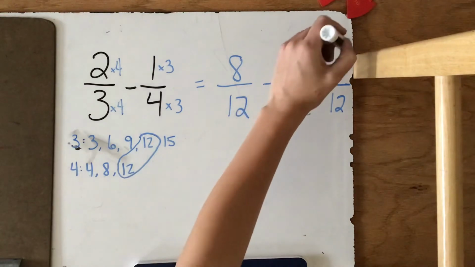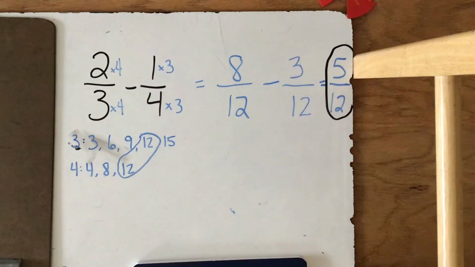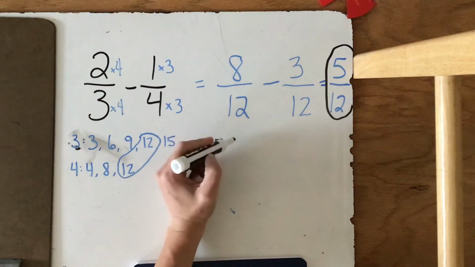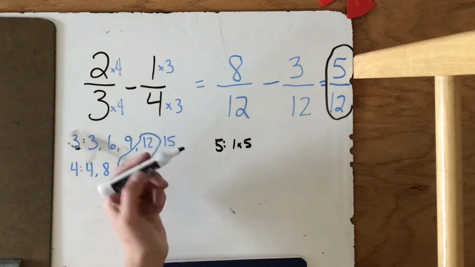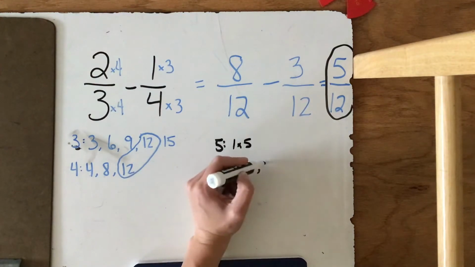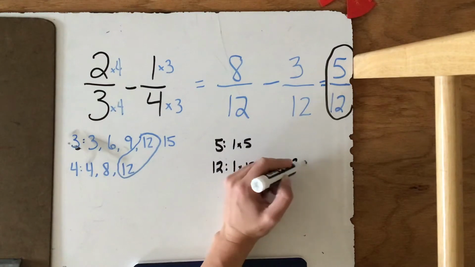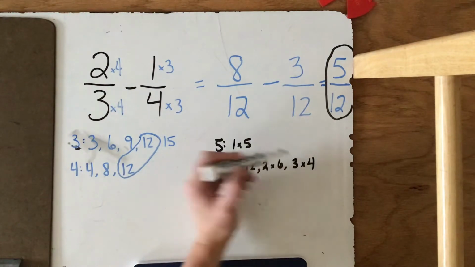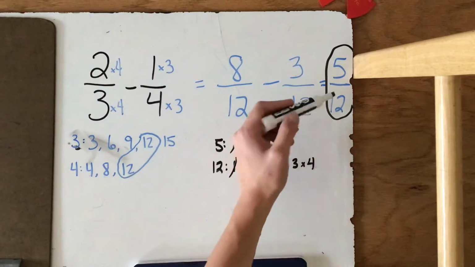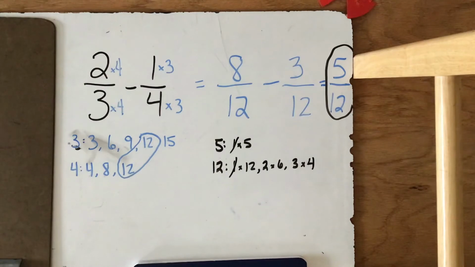5/12 cannot be reduced. There is not a number that can go into both 5 and 12. Just to prove that, I can remind you how to do that if you need to be sure. Our factors for 5 are 1 times 5, and that's it. 5 is a prime number. Our factors for 12 are 1 and 12, 2 and 6, 3 and 4. Besides 1, there are no numbers that they share. So that's how you know that's the lowest, simplest form it can go.